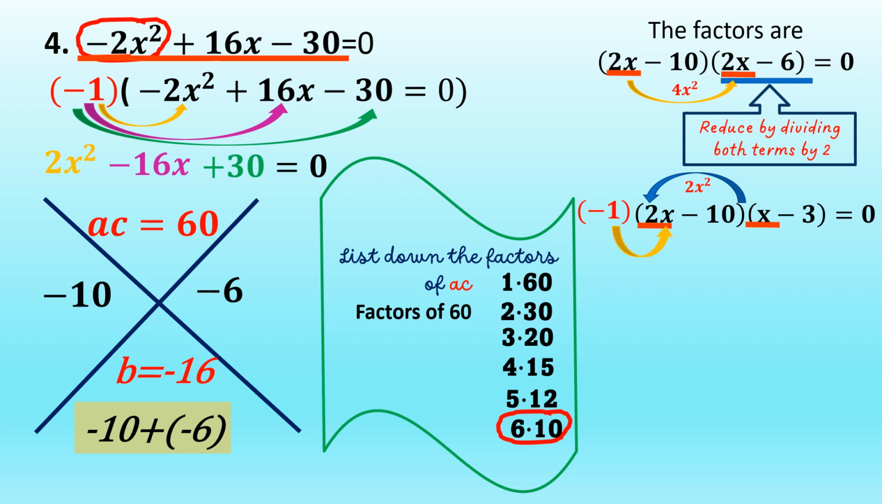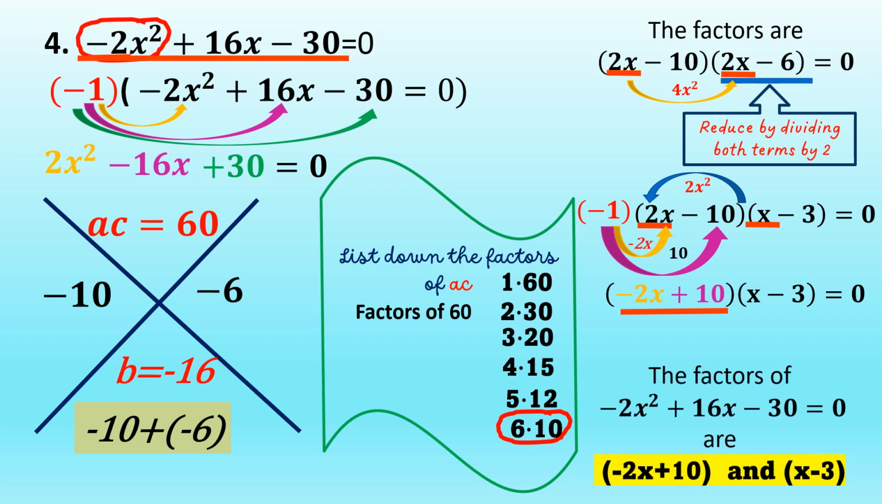So multiplying using distributive property, negative 1 times 2x is negative 2x. Negative 1 times negative 10 is positive 10. Our binomial factors would now be quantity negative 2x plus 10 times quantity x minus 3 equal to 0. So the factors of negative 2x squared plus 16x minus 30 equal to 0 are negative 2x plus 10 and x minus 3.